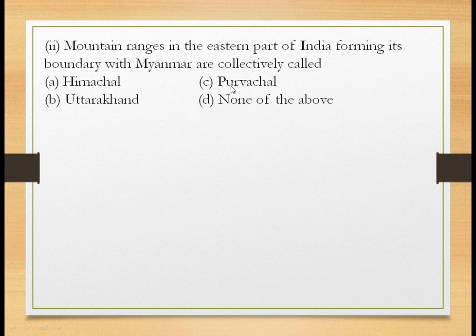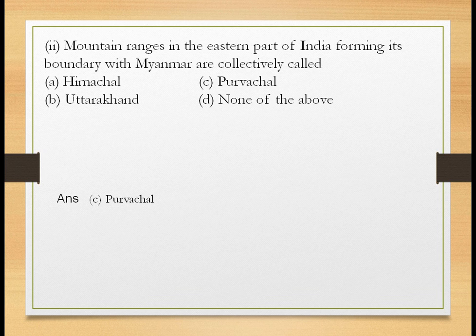So how do we place Purvanchal? Purv is the name of a direction. Purv means east. The eastern part of India forming its boundary with Myanmar is collectively the Purvanchal, so that is the correct answer. This is one option if you do not know the correct answer, but you should know the theoretical part of that particular point. So answer C, Purvanchal, is the correct one.